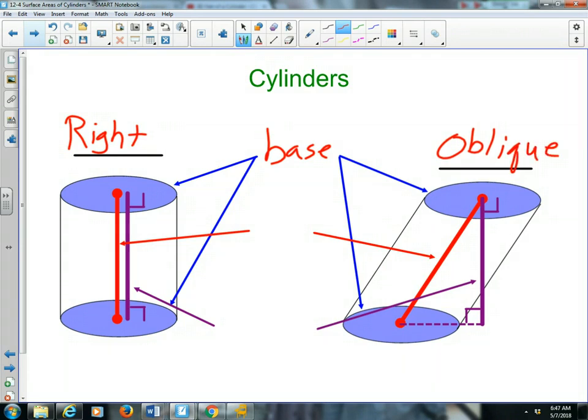We see right cylinders more oftentimes in the real world, but we'll deal with both right cylinders and oblique cylinders in this chapter. So now what this arrow is pointing to right here is the distance from the center of one base to the center of the other base. This is called the axes of the cylinder.